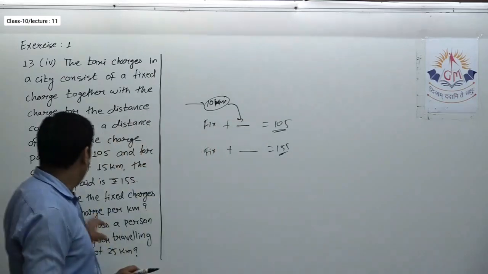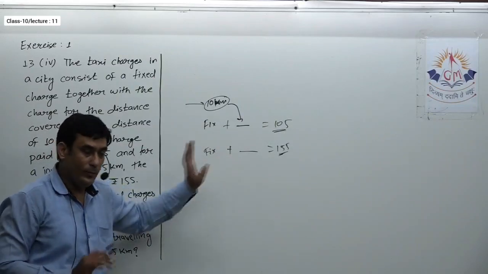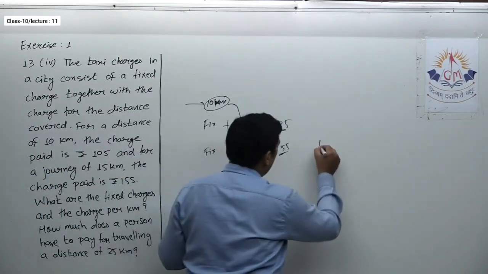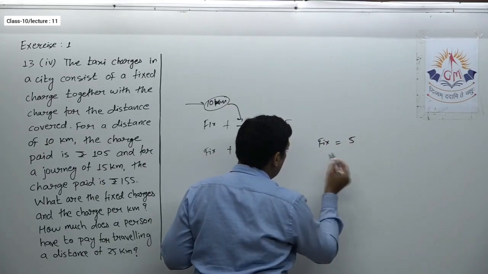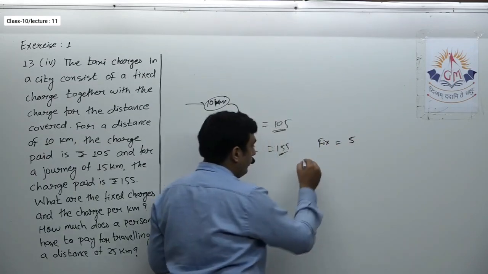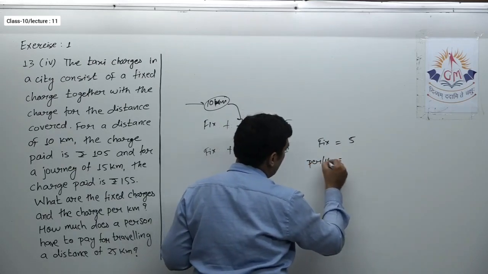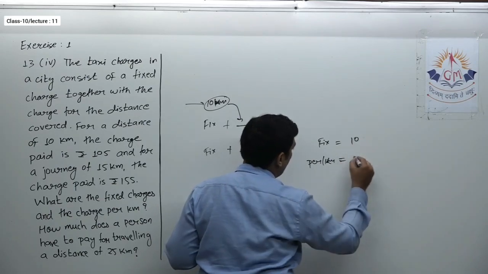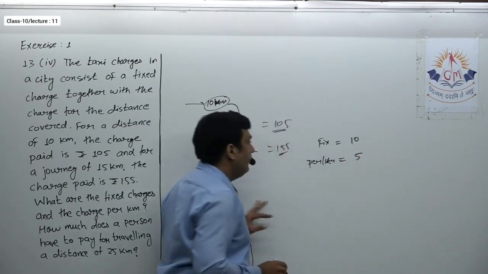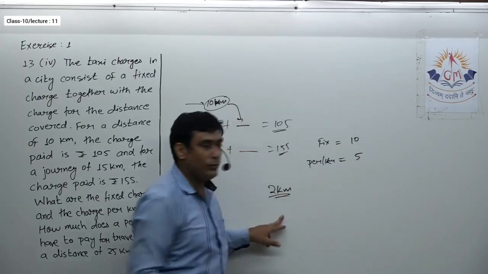Okay, so what we have to find is the fixed charges and the charges per kilometer. For example, if the fixed charge is rupees 5 and the charge per kilometer is, suppose, rupees 10. Now if a person travels 2 kilometers, how much does he have to pay?